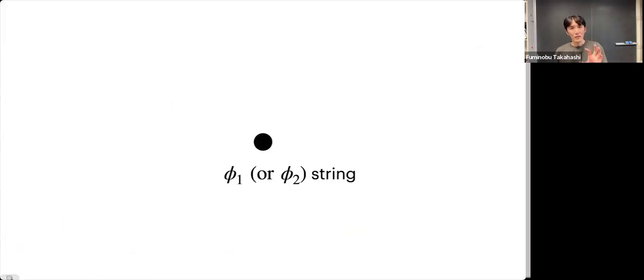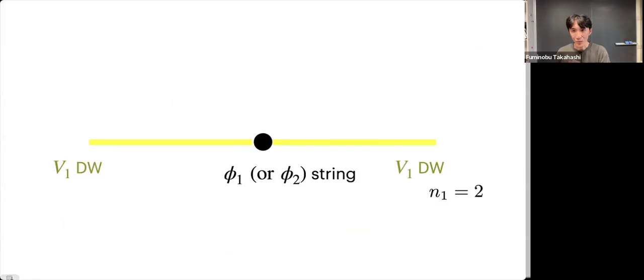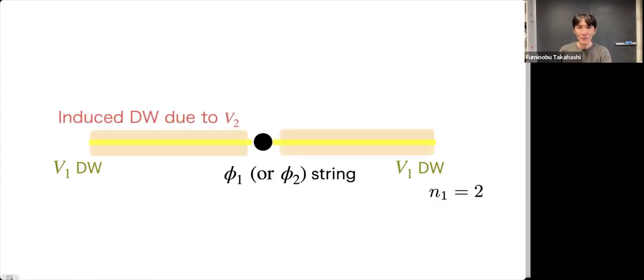So in other words, here we assume N1 equals 2. So phi1 strings have two domain walls, so it is sticking out like this. And if we turn on V2, then domain walls appear exactly where phi1 domain walls exist. So the V2 domain walls appear around the V1 domain wall. So this is the induced domain wall. And both sides are degenerate in energy. Both vacua are degenerate in energy, thanks to the presence of induced domain walls.